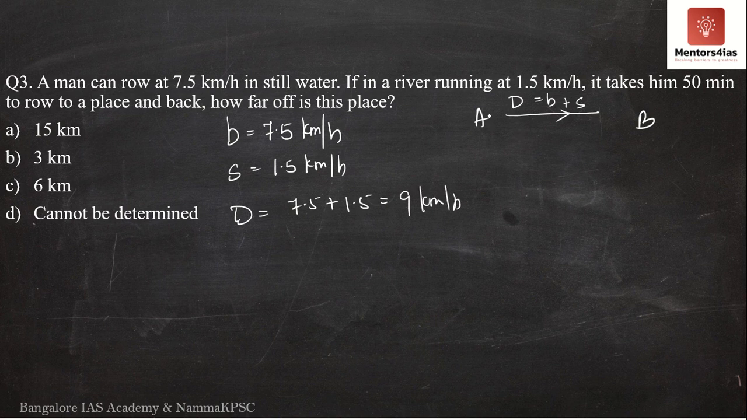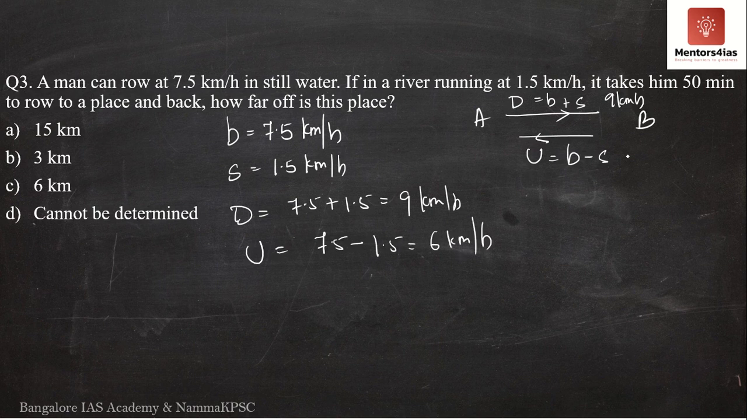So onward journey or downstream speed is 9 kilometers per hour. The same person returns from B to A. At what speed? That is the upstream speed, which is the difference between the speed of the boat and the speed of the stream. What is upstream speed? 7.5 minus 1.5, which is nothing but 6 kilometers per hour.